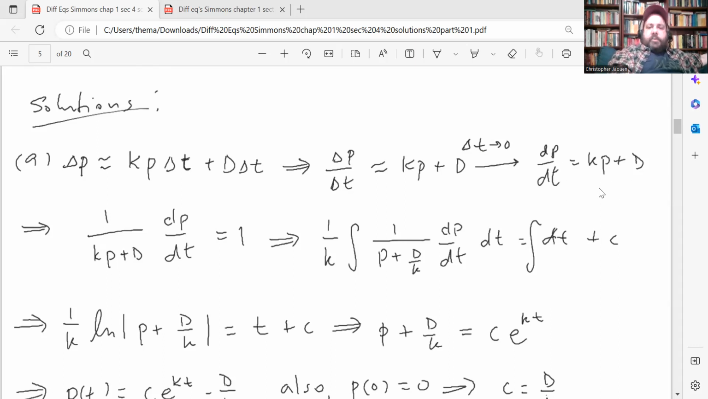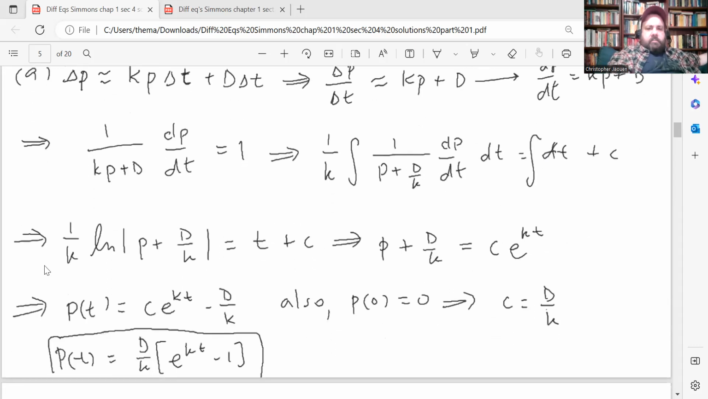And that gives you the differential equation that we have to solve, which is easily solved by separating variables, which I'm doing down here. I won't spend too much time on that because hopefully you know how to do this by this point. When you solve for everything, we get that P plus D over K equals C e to the KT, which means that P of T is C e to the KT minus D over K.